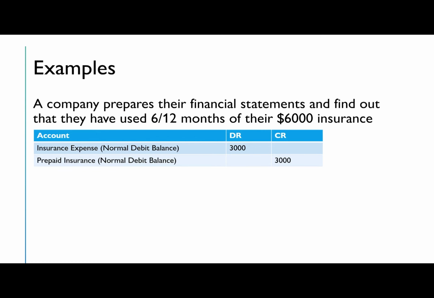Here's an example of deferred expense, where a business has paid for $6,000 worth of insurance, but has used up 6 out of the 12 months that it has it. So insurance expense is debited by 3,000 and has a debit balance, and prepaid insurance is credited and has a debit balance, so it goes down.